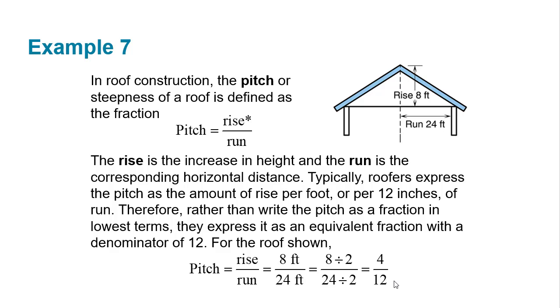Now, oftentimes, we would leave it as 4/12 in this type of application because we want to know what the rise is per foot. So if we had measured this in inches, we would have left it as something over 12 because that would have been 1 foot. Now, in the case of this being feet, there's no reason to leave it as 4/12. So we would make it 1/3. So we know that it rises 1 foot for every 3 feet. Okay.